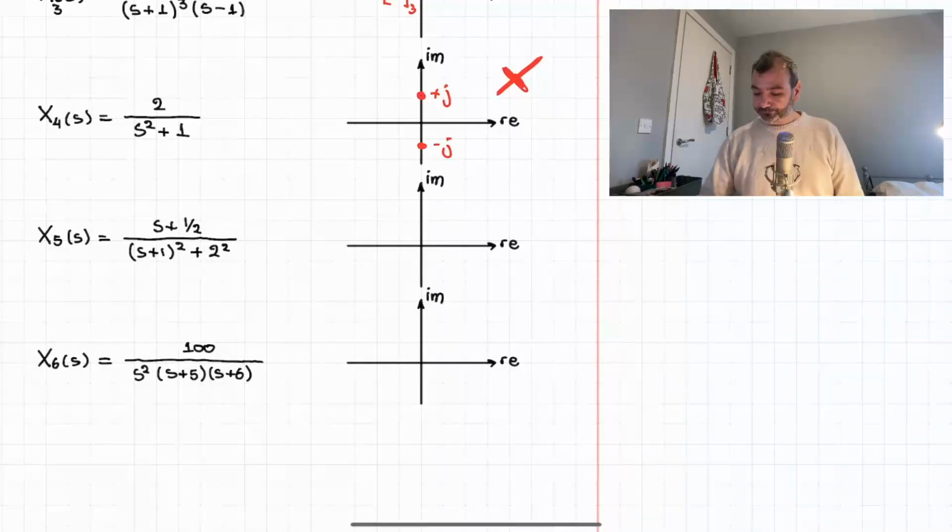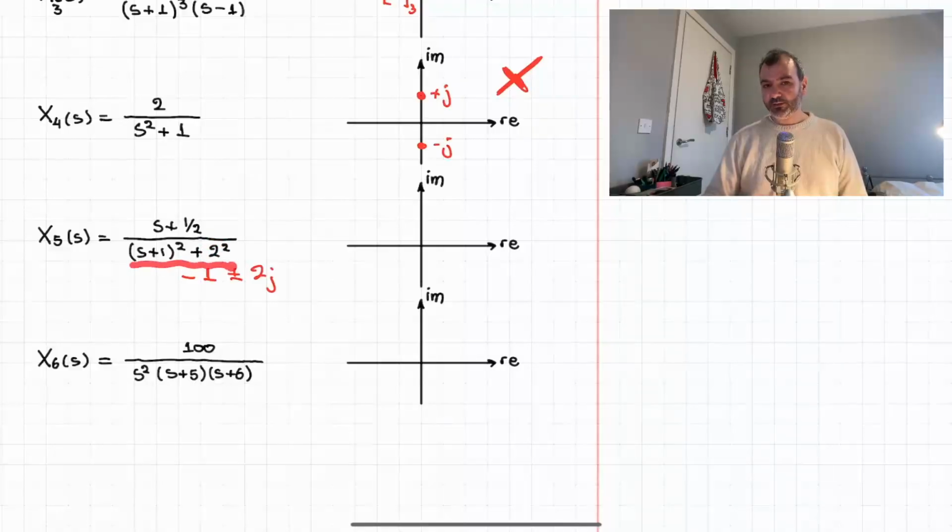One more example. You have this s plus 1 squared plus 2 squared. The poles here are minus 1 plus minus 2j. And the minus 1 came from here, the real part. The 2j came from here, the imaginary part. That's really a convenient way to write a polynomial that has complex conjugate poles. So this is minus 1, this is plus 2, this is minus 2. So you have one pole here and one pole here. Are these okay? These have a negative real part. So yes, these are fine. You can apply the final value theorem.